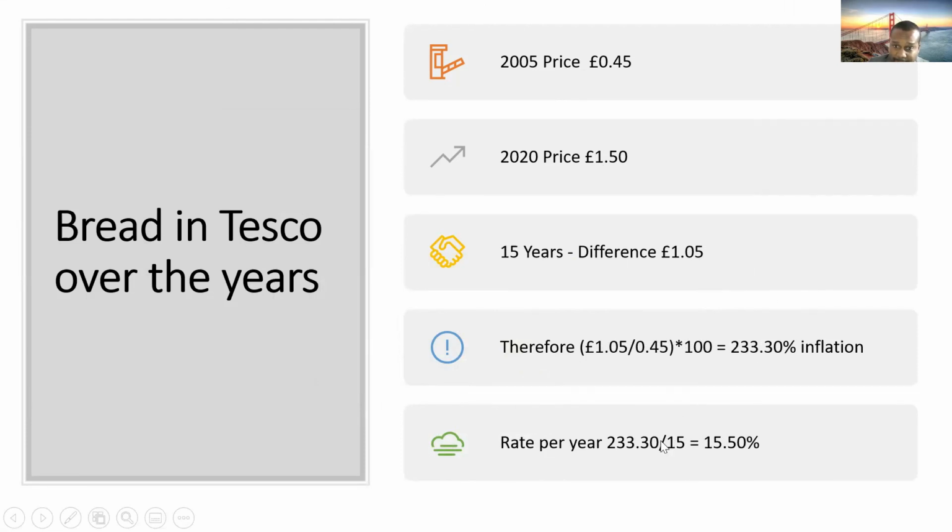If we were to divide that by 15, we would see that every year it actually rose by nearly 16%. So the increase in the price here is far greater than the 2%. So on average about 15% or nearly 16% per annum, which is quite significant. So we need to take this into account in terms of wages, in terms of the price of goods and in terms of doing business, because inflation is a key factor.